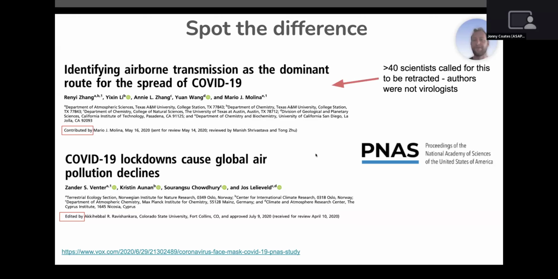Additionally, over 40 scientists called for this top article to be retracted. The authors were not virologists, and it wasn't a very good study, let's just say. There were quite a lot of flaws in its original version. I think the authors updated it in response to the call for retraction, but I might be wrong on that.